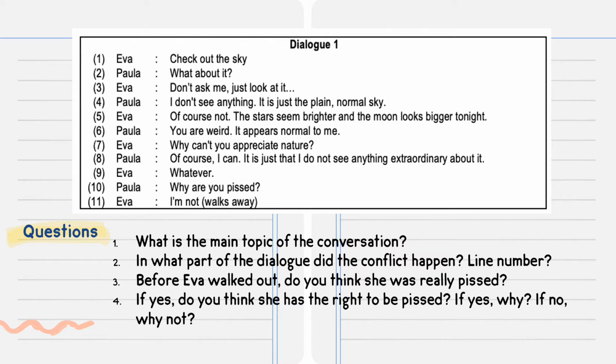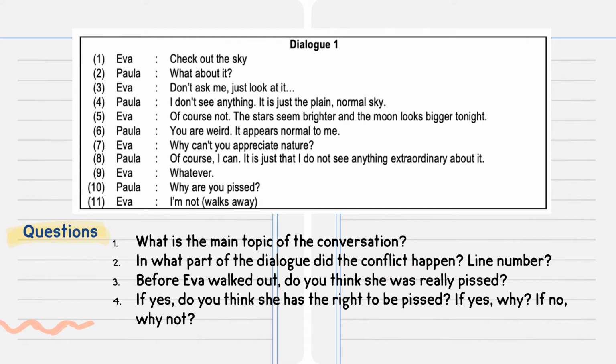I think nag-start yung conflict doon sa number 7. Kasi doon na nagsabi na why can't you appreciate nature? Okay? Kasi hindi maintindihan ni Paula yung gustong ipakita ni Eva. Okay? Now, let's go to number 3.